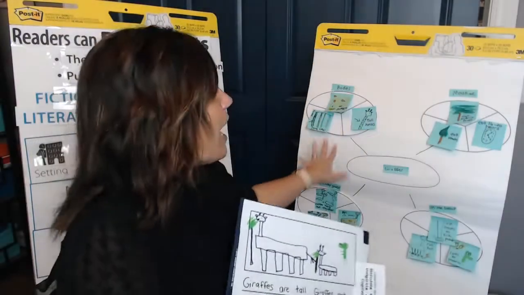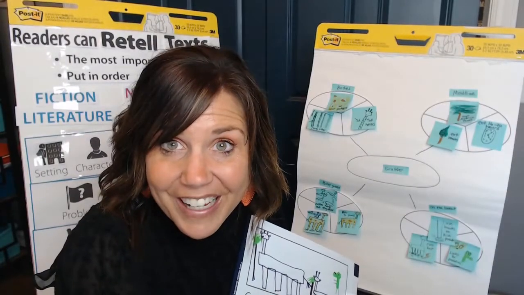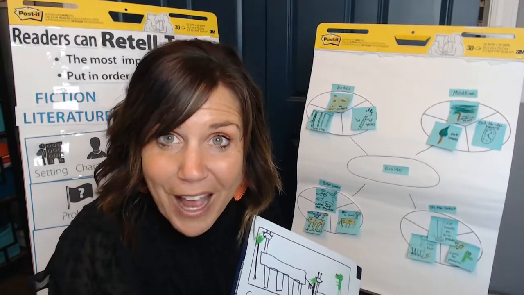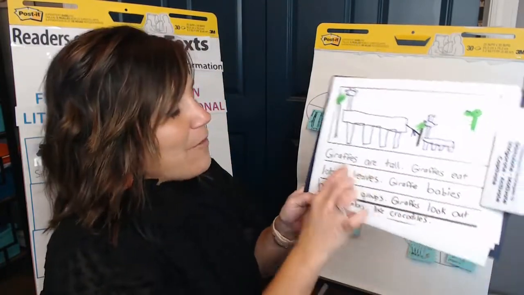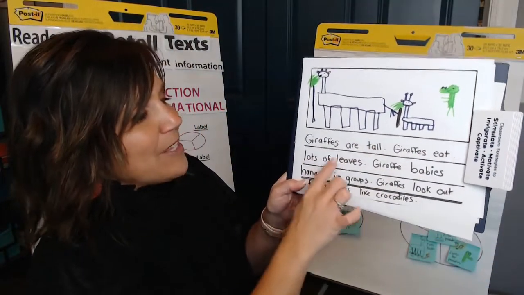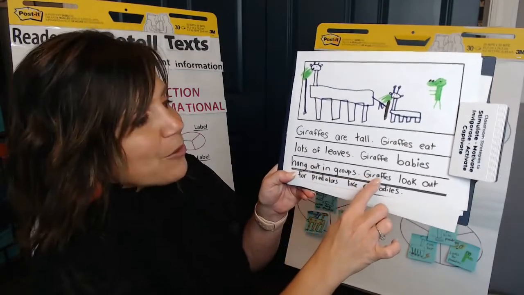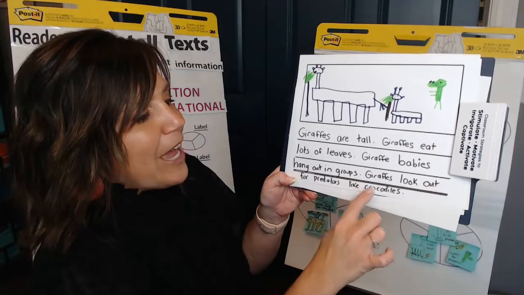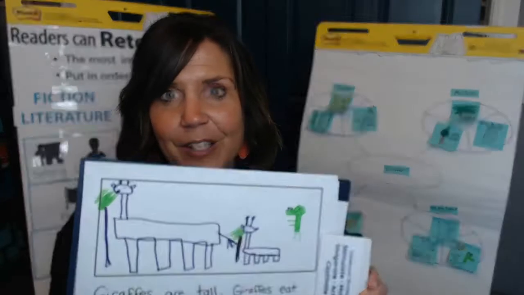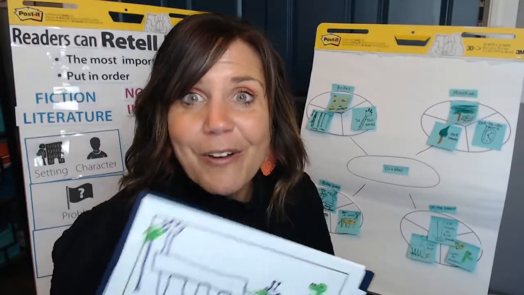So we just wrote a paragraph summary about giraffes from this book. Giraffes are tall. Giraffes eat lots of leaves. Giraffe babies hang out in groups. Giraffes look out for predators like crocodiles. You guys are amazing. Great job.